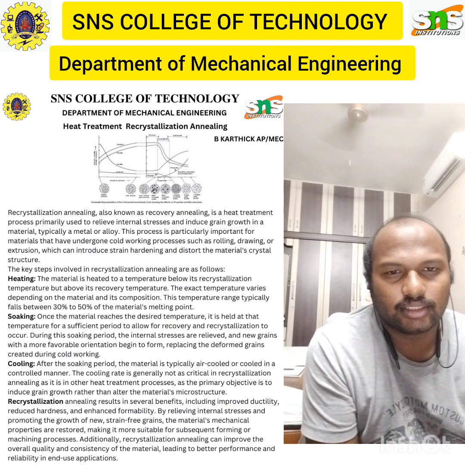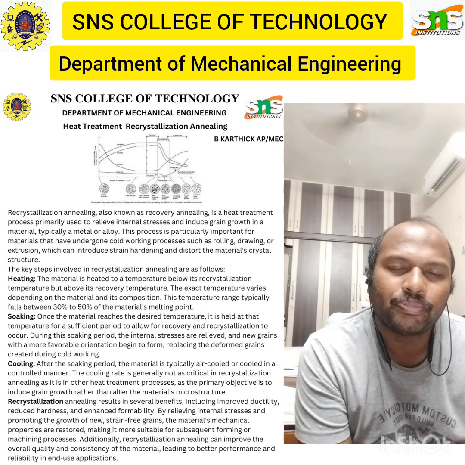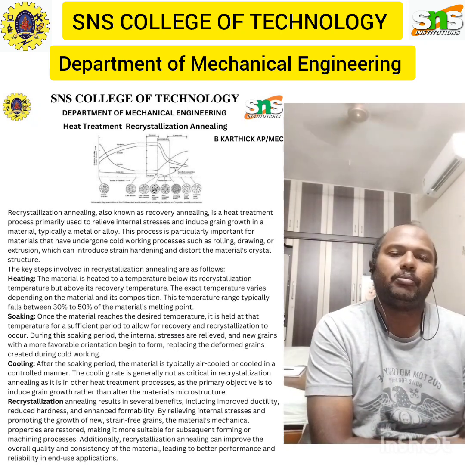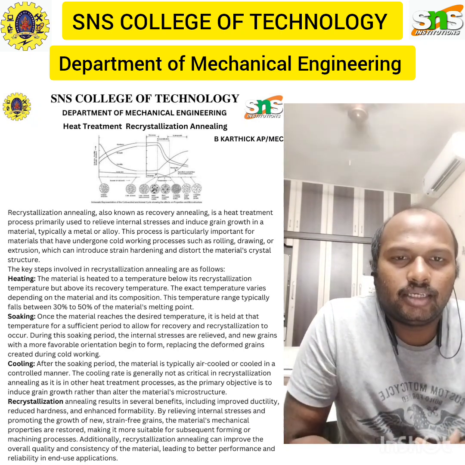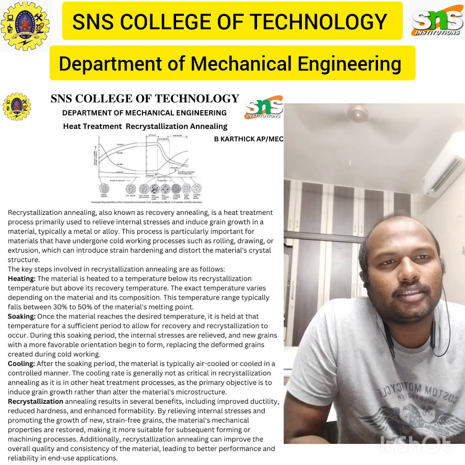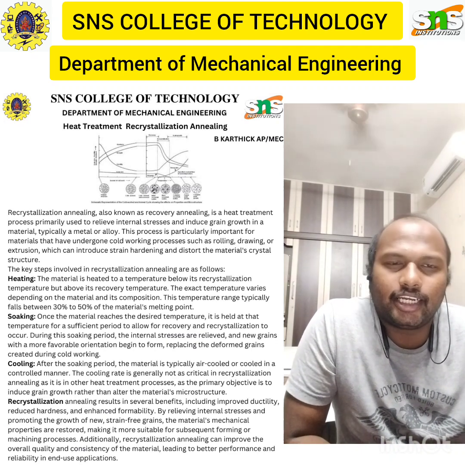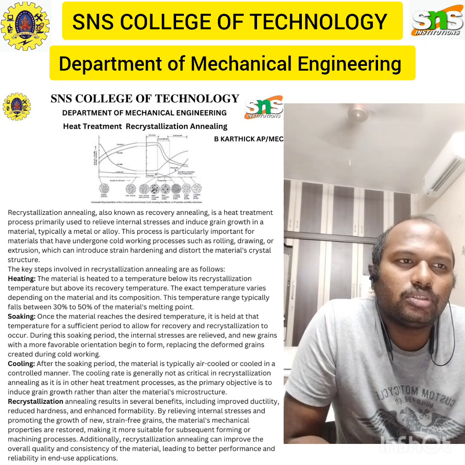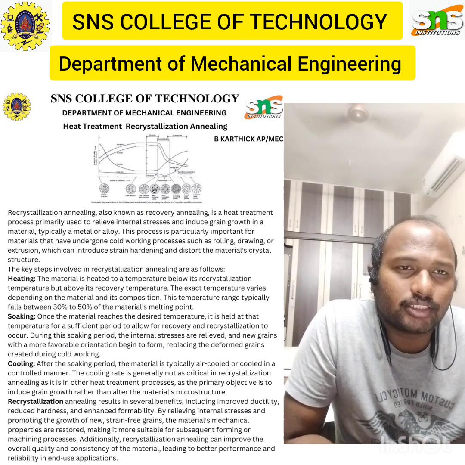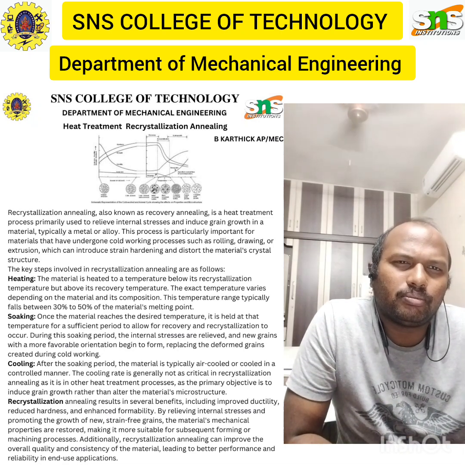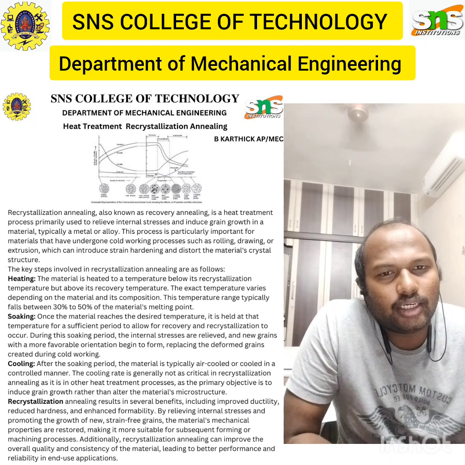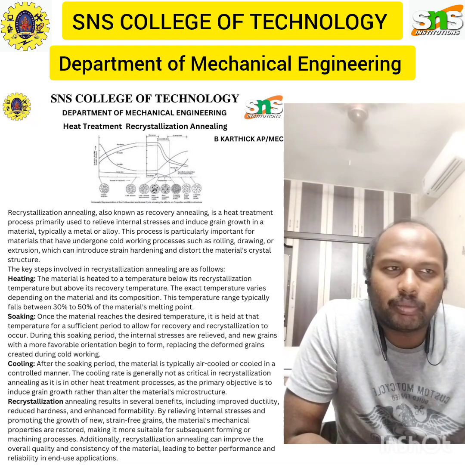So here this is yet another video about heat treatment. Today we are going to see another type of annealing, which is known as spheroidizing. This spheroidizing annealing is a heat treatment process used primarily for steels, particularly those with high carbon content. It is used for high carbon content steel to improve their machinability and formability.